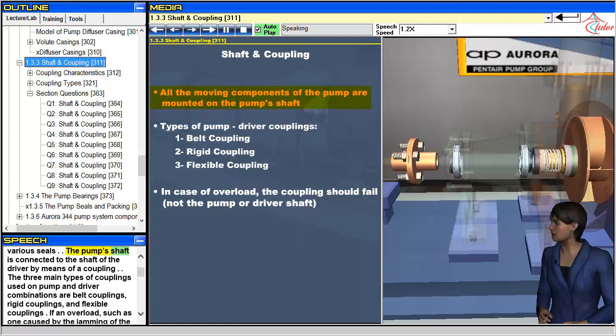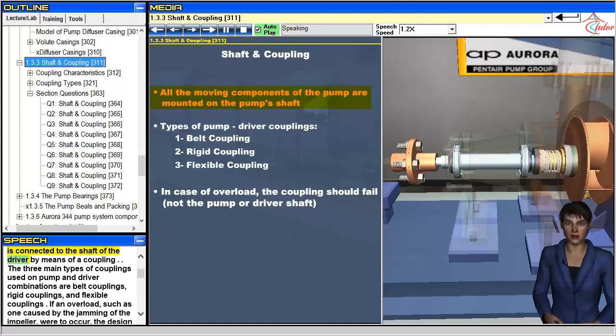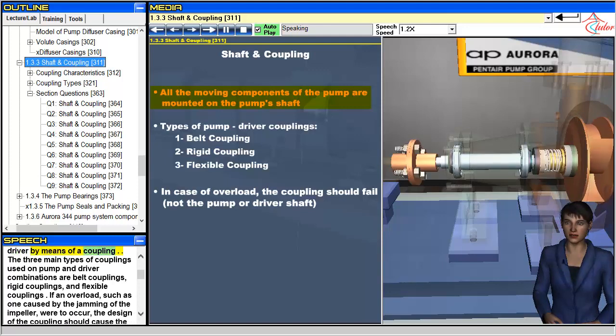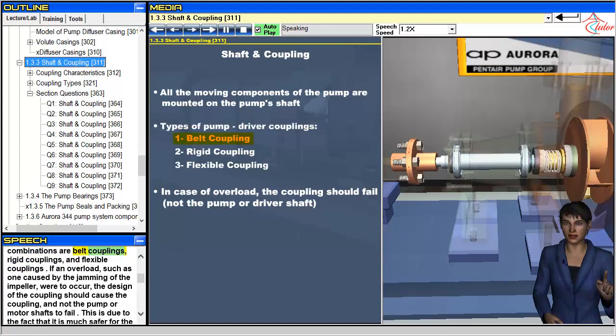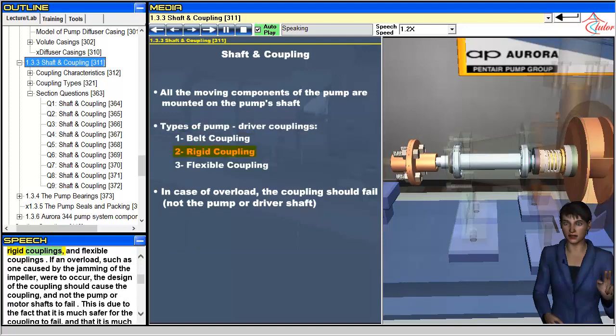The pump's shaft is connected to the shaft of the driver by means of a coupling. The three main types of couplings used on pump and driver combinations are belt couplings, rigid couplings, and flexible couplings.